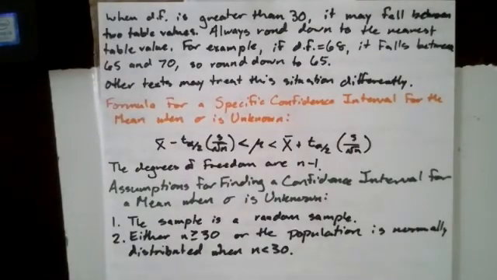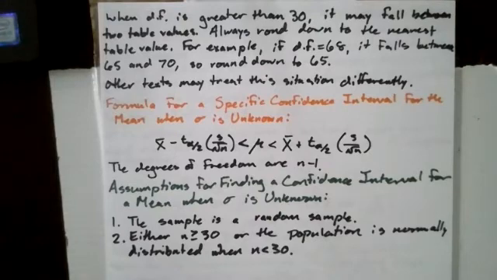When df is greater than 30, it may fall between the two table values. Always round down to the nearest table value. For example, if df equals 68, it falls between 65 and 70, so round down to 65. Other texts may treat this situation differently.